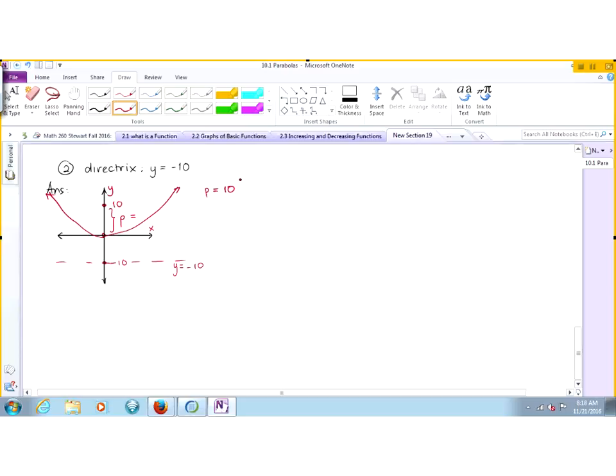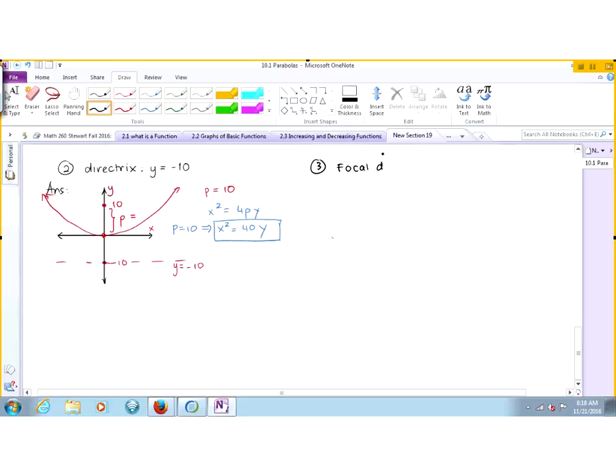This is a rough sketch only, right? So P is 10. And is this x squared or y squared? X squared. Why is it x squared, not y squared? It opens up, yes. So x squared is equal to 4py. Remember, it's 4p, so p is 10. What is your equation? X squared is equal to 40y. Finished. Doable? Yes, right?